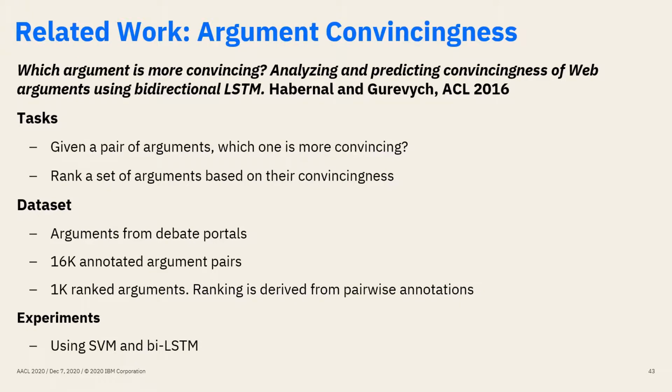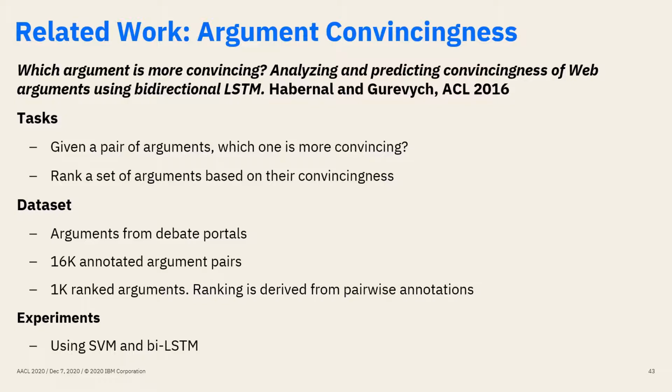Next, I would like to mention some related works on argument quality. Habernal and Gurevych, in their ACL 2016 paper, have previously addressed argument convincingness. They define two tasks: given a pair of arguments, which one is more convincing, and ranking a set of arguments according to their convincingness. They worked on arguments from a debate portal for which they collected 16,000 pairwise annotations. From these annotations, they derived quality ranking for about 1,000 arguments.